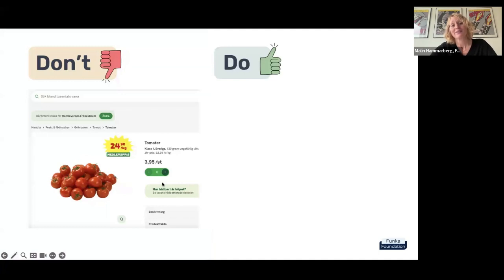So here's an example of a very small, discrete change. This is a screenshot from a website that sells groceries. And I want you to notice two icons on this one. We have a magnifying glass at the top in the search bar, and we have a magnifying glass as a button underneath an image of tomatoes.